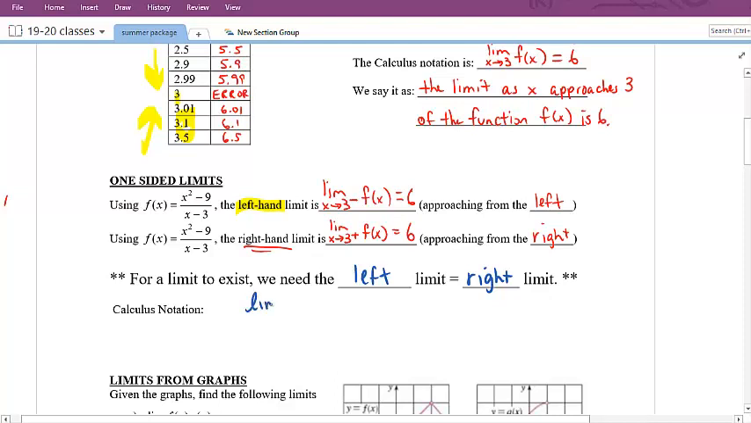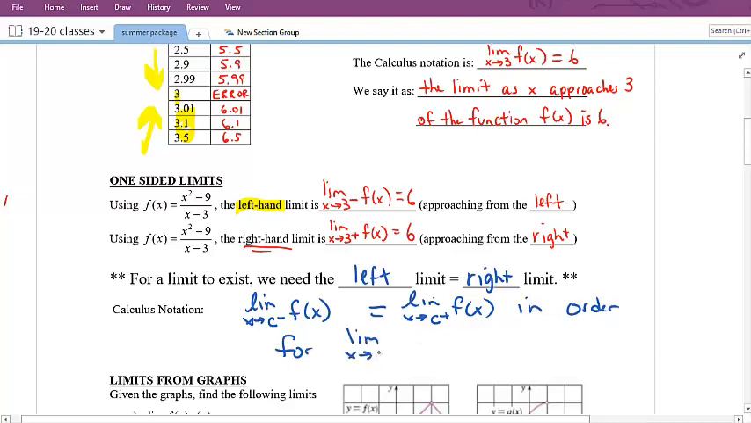The limit as x approaches a number c from the left, that's the minus part, of the function f of x, has to equal the limit as x approaches c from the right of the function f of x in order for the limit at c, so the limit as x approaches that actual value of c of f of x, to exist.